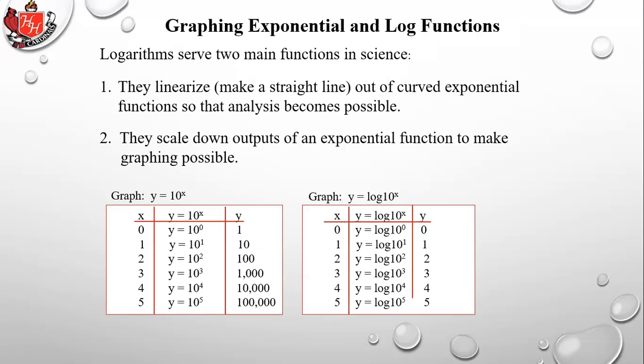Now, if you graph y equals log of 10 to the x, then that's going to be an inverse function. For every x you put in, you're going to get the same value of y out. 0 produces 0, 1 produces 1, 2 produces 2, and so on. So you can see it's easier to graph the table on the right than the one on the left, because the range of numbers for y only goes from 0 to 5. It's much easier to graph.